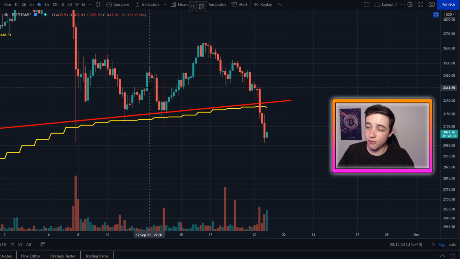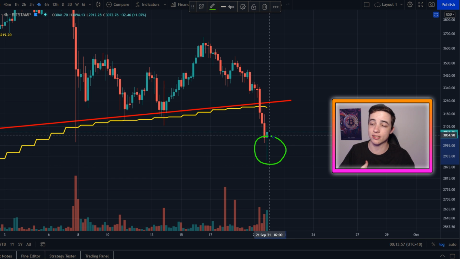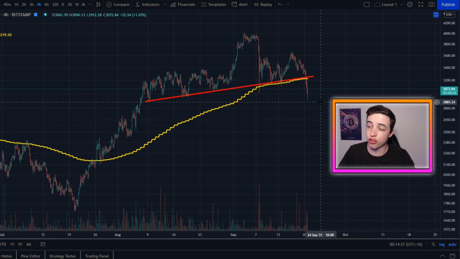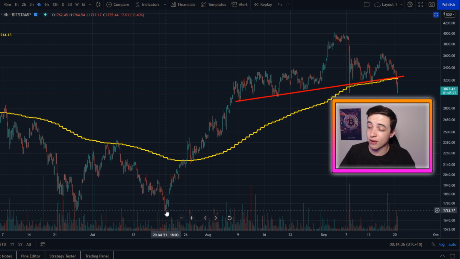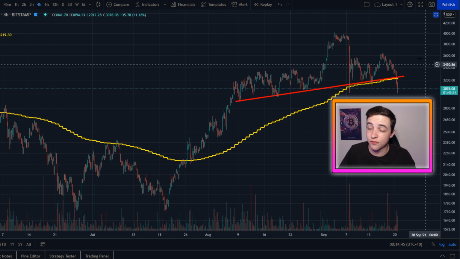But really, it's the simple fact that we formed a lower low here on the chart. That is the important thing to take away right now, because this is really Ethereum's first lower low on the chart for honestly quite a few months. As you can see here, ever since the low that we had at around $1,700 back in July this year, we've pretty much been constantly forming higher lows ever since then for the last couple months.